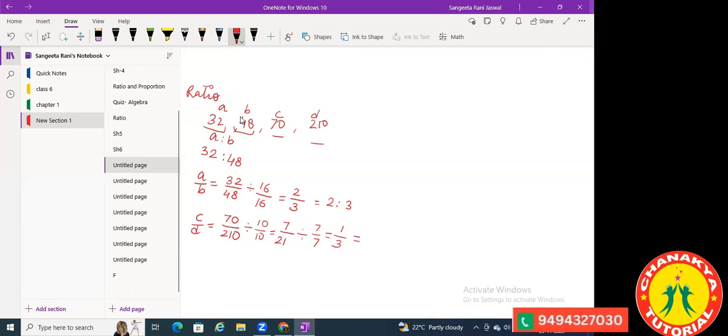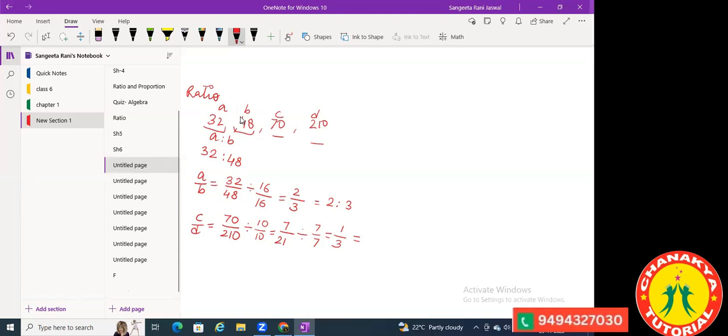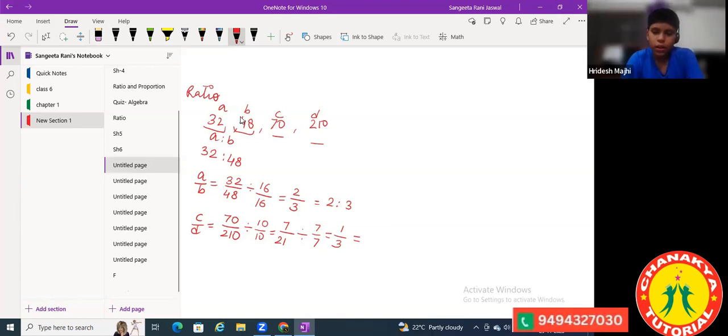Yes, Hridesh, tell me. How can I write this in the ratio form? Can I reduce it further? No. Now how can I write this in the ratio form? It's already 1 by 3. How can I write it in the ratio form if I have to write it like this?